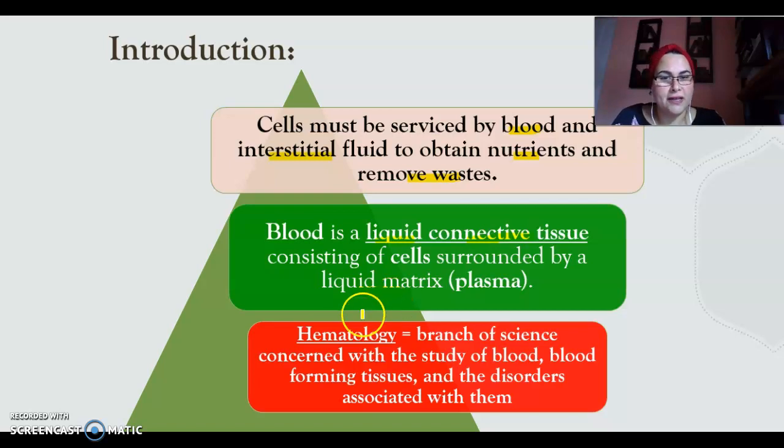We have a definition here that we need to know, which is hematology. Let's agree whenever you see the word root logy, it means study of. Hemato means blood. So this is a branch of science concerned with the study of blood, blood-forming tissues, and the disorders associated with them. That's why if a patient has any disease or disorder related to the blood, he'll go to a hematologist.